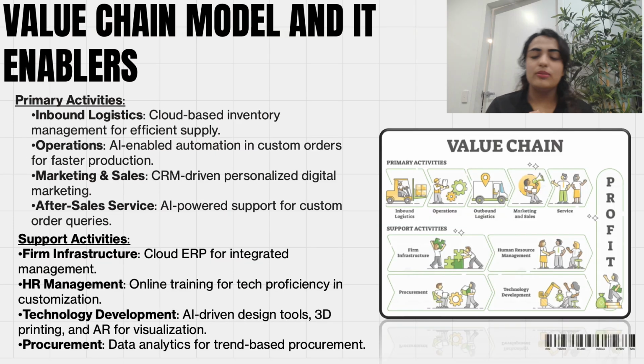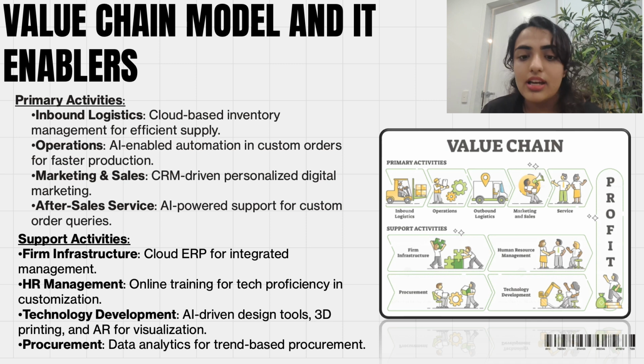So in the value chain model, we can talk about both primary and support activities. For primary activities, I'm going to start with inbound logistics. In that, we can use cloud-based inventory management to streamline materials for customer orders. And in operations, we can employ AI-driven automation to seamlessly link customer orders to production lines. And for marketing and sales, our CRM system enables personalized marketing campaigns that will help us to reach niche markets.